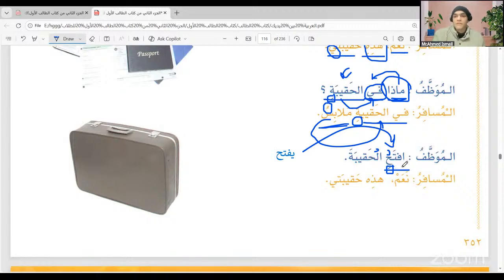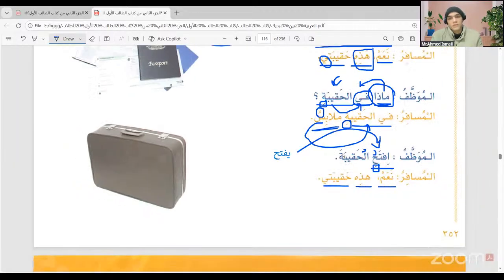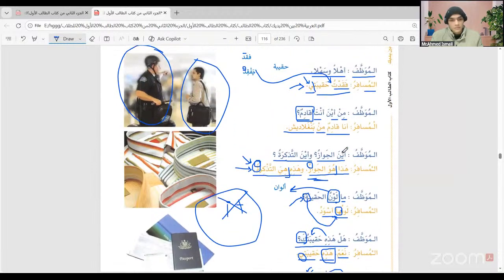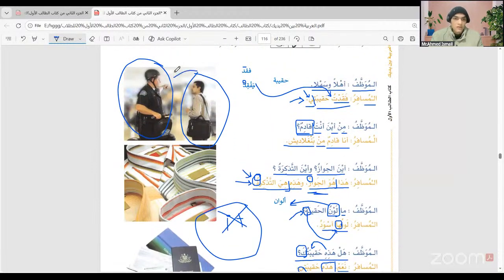And here المسافر said نعم, yes, هذه حقيبتي. So افتح الحقيبة, open the bag, open it. This is the موظف saying that, the officer. And المسافر said نعم, yes, this is my حقيبة, this is حقيبتي, my bag. So guys, generally this حوار is between الموظف and المسافر. They speak about someone who lost his bag, and he's speaking with the officer, the employee, about it.